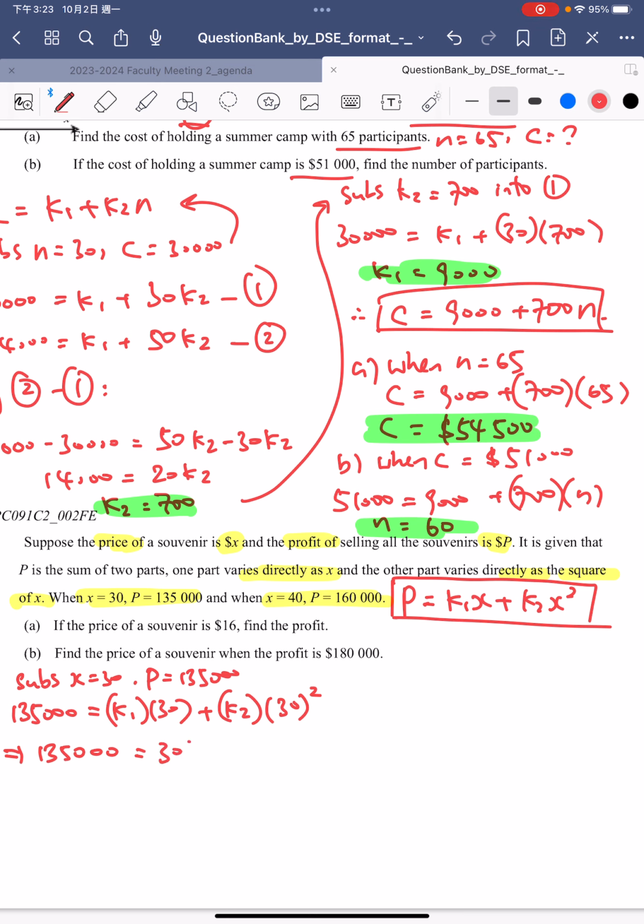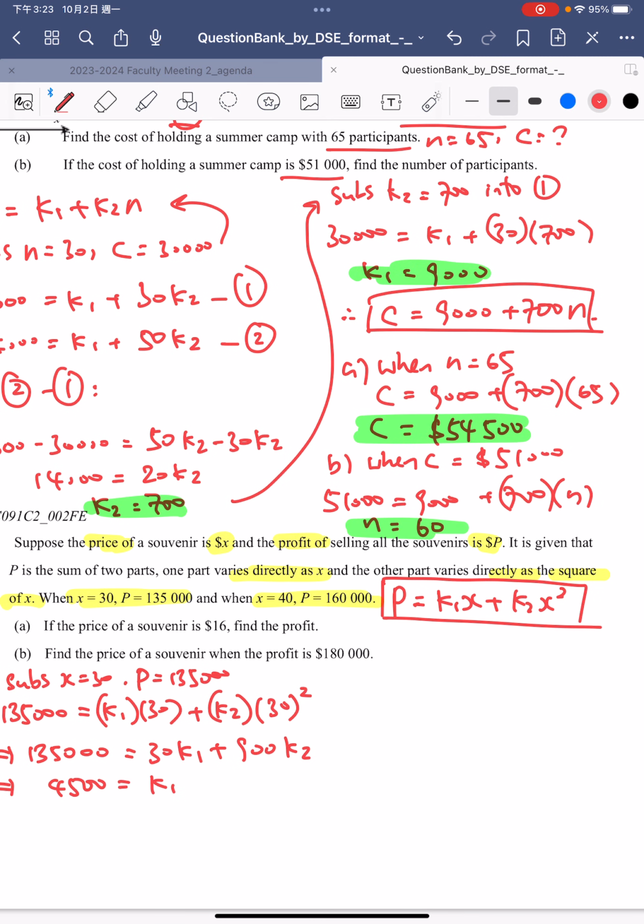135,000 is equal to 30K1 plus 30 squared, which gives you 900, so 900K2. Now we can see that 30 is actually a common factor of 135,000 together with this 900. So we can divide this value by 30 and 900 by 30 as well to simplify this equation further. Then we have 4,500 is equal to K1 plus 30K2. So what we have done is just divide the whole equation by 30, taking out 30 as a common factor, so this is our first equation.